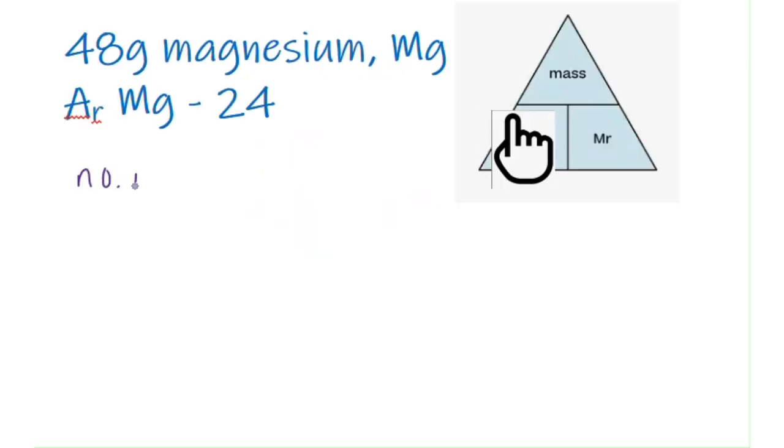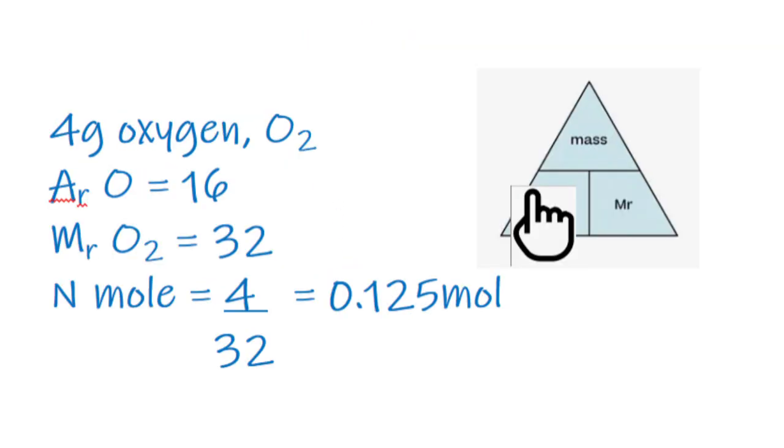So on to the next one. How many moles in 48 grams of magnesium? It's the same formula, mass divided by Mr. The mass is 48, the Mr for magnesium, the AR, is 24. So the number of moles is 48 divided by 24, which is 2 moles. So, the next one, 4 grams of oxygen. This is an O2 molecule, so the AR for oxygen is 16, but the MR, because it's a molecule of O2, is 32. So the number of moles is 4 grams divided by 32, which is 0.125 moles.